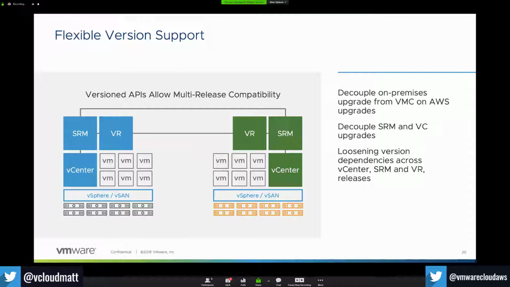The way that this now works is, the latest version of Site Recovery Manager, what we use for VMware Cloud on AWS, we've decoupled it from vCenter. So now we support different versions of vCenter with SRM 8.1. You can run either vCenter 6.0 U3, vCenter 6.5, or 6.7. All of those 3 different versions will work.